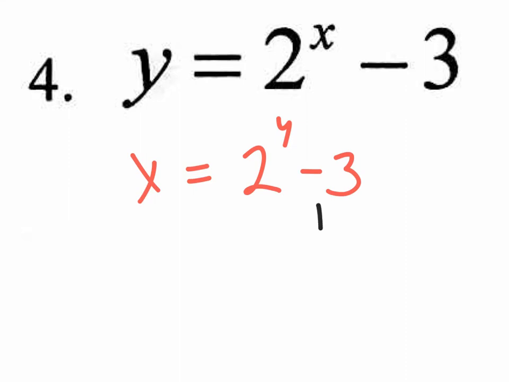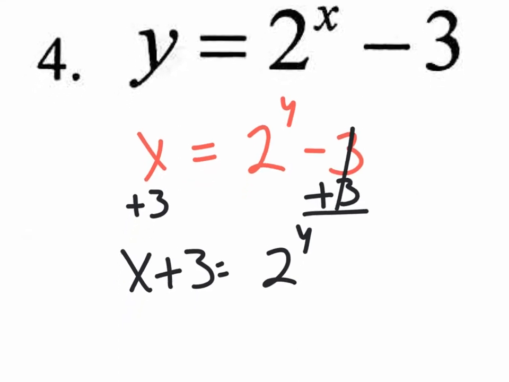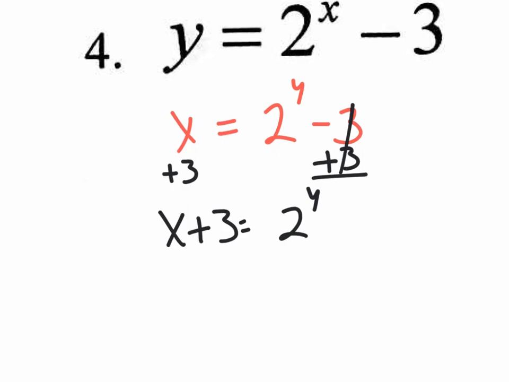Plus 3, right? The nice and simple adding 3. What you do to one side, do to the other side. So right here, you really do have x plus 3 equals 2 to the y power. Okay, so we have x plus 3 equals 2 to the y. And now, I'm going to apply what to make that y come down? I have it as an exponent. I don't want it as an exponent. I want to undo the exponent. So what am I going to do? Log base 2. That's right.